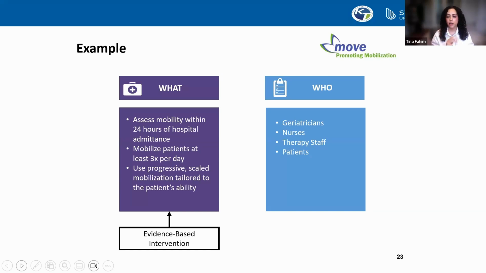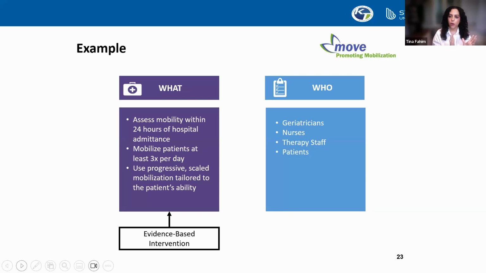So in our MOVE study, there were three specific practices that we wanted to see implemented. The first is that we wanted patients to be assessed for mobility within 24 hours of being admitted to hospital. The second is that we wanted patients mobilized at least 3 times a day. And the third is that we wanted the mobilization to be progressive and scaled to that patient's ability.